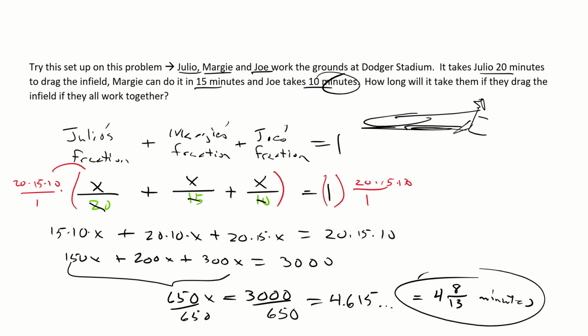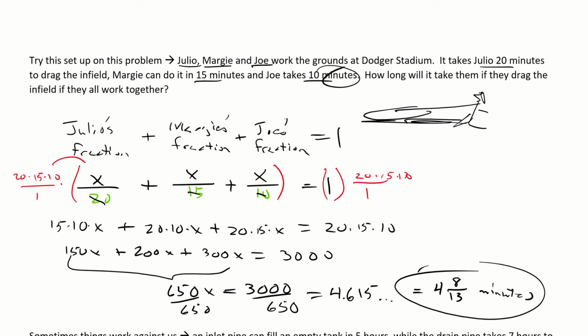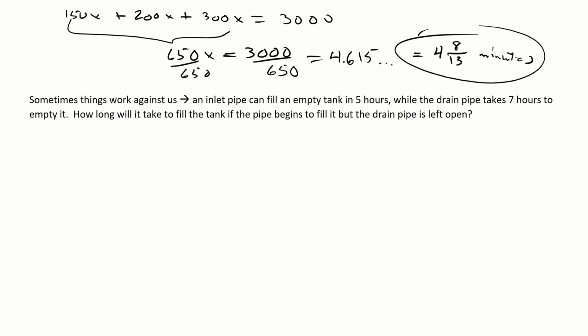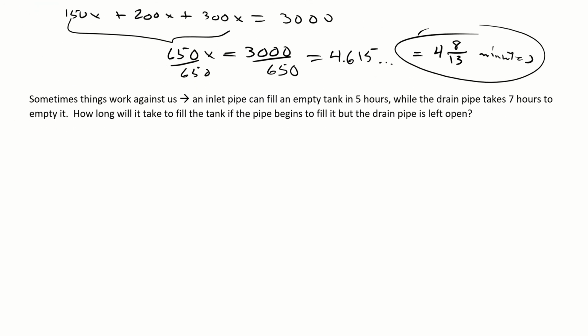Okay, I got one more to show you here, and it's very similar. So you can pause and stare at that, but that's the answer. And this is the last one. It says, sometimes things work against us. In this case, an inlet pipe can fill an empty tank in 5 hours, but the drain pipe takes 7 hours to empty it. How long will it take to fill the tank if the pipe begins to fill it, but the drain is left open?